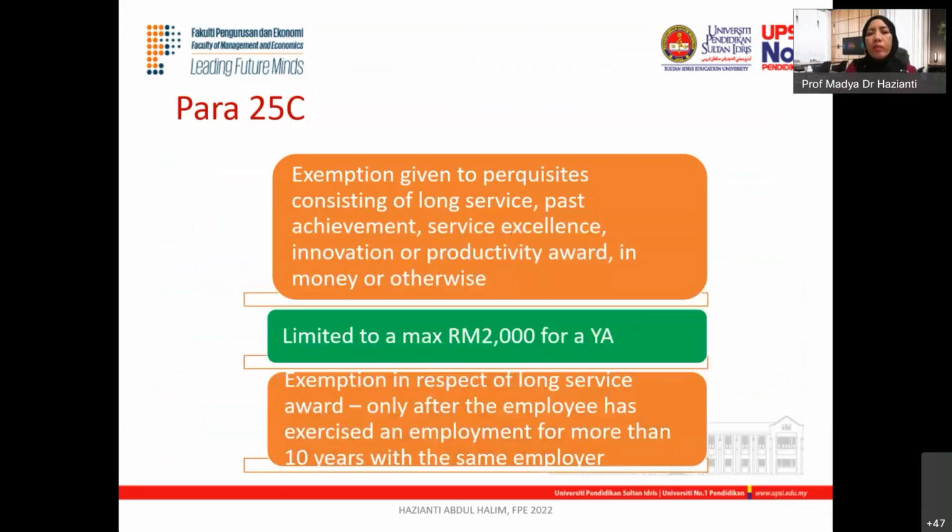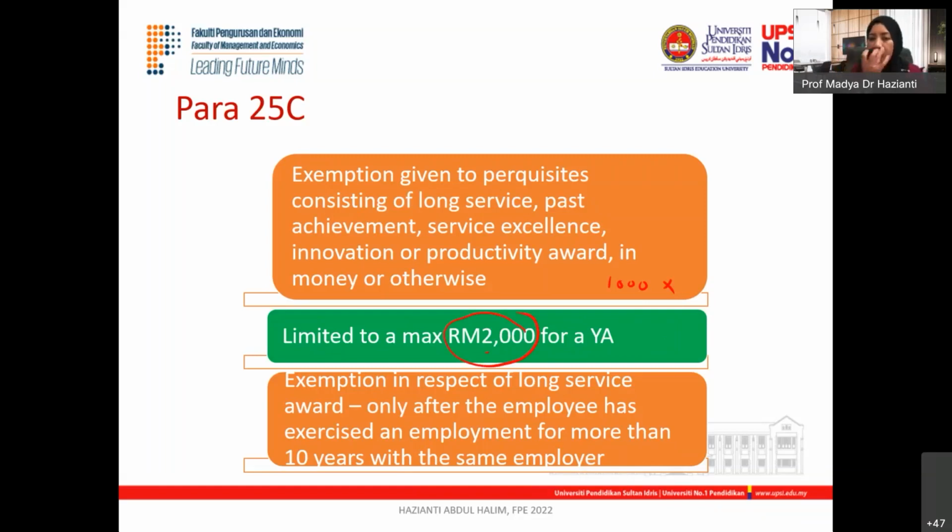Or perquisites given for long service, past achievement, service excellence, innovation or productivity award, in money or otherwise. So if you receive an award because of excellent service, or an innovation or productivity award that the company gives, even if you work with the government, you get all this. Maximum exemption is 2,000 for the year of assessment. So if you only get 1,000, you don't pay tax. Because the maximum exemption is 2,000, anything more than 2,000 is taxed.